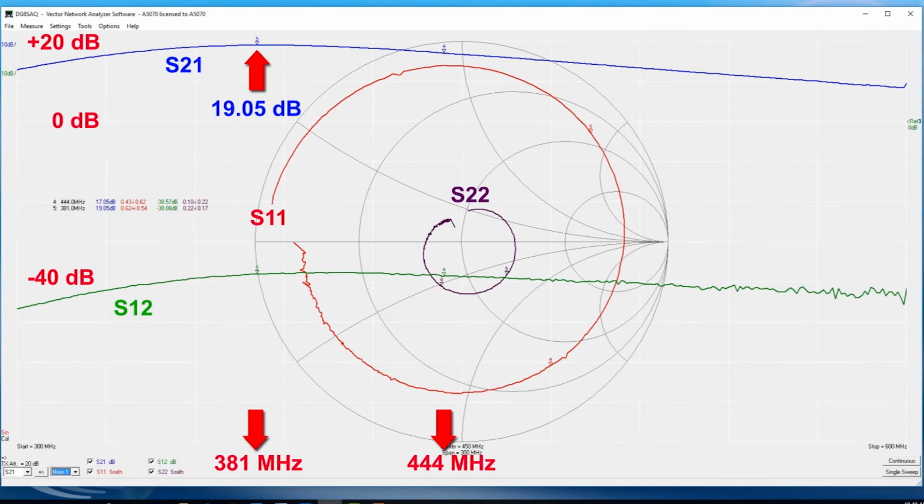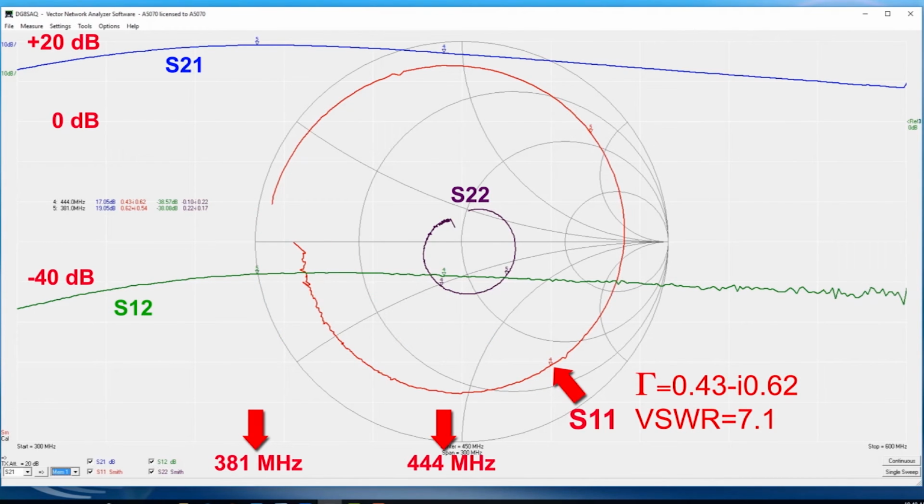S21 is 19.05 decibels at 381 MHz and 17.05 decibels at 444 MHz. This agrees very well with the 17 decibel nominal gain specified for the amplifier. S12, the reverse transfer parameter, is minus 38.08 decibels at 381 megahertz and minus 38.57 decibels at 444 megahertz. Not much of any signal injected at the output makes it back to the input. This is good because if it were not so, we might have an oscillator instead of an amplifier.